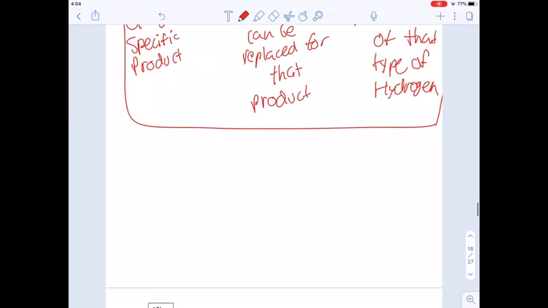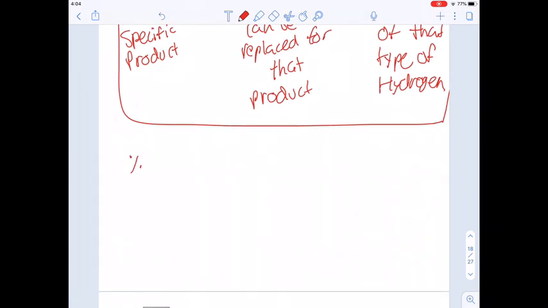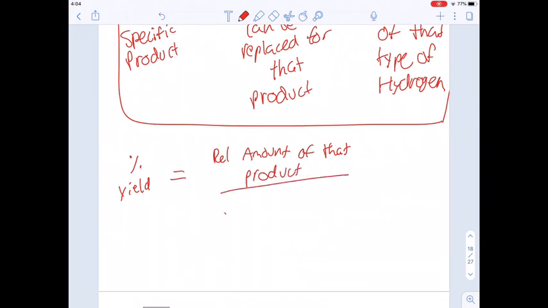I did go over this again during the radical lecture, so if you want to go back to those notes, they might help, because this took about maybe 40 minutes to go over, so I definitely won't have enough time to do it all in this review. And then the percent yield equation: the percent yield of a specific product equals the relative amount of that product over all the relative amounts combined.